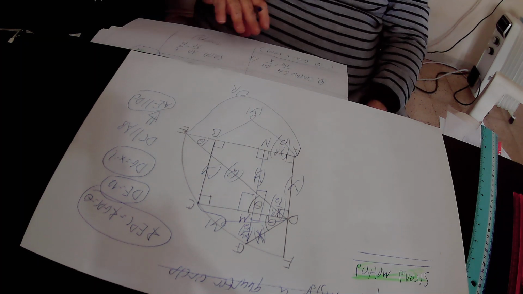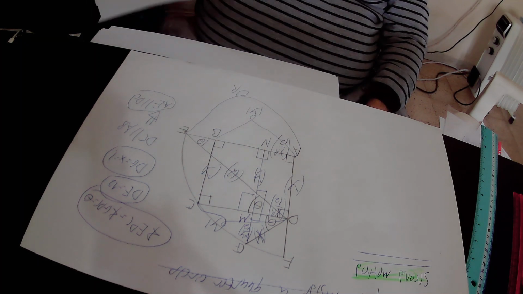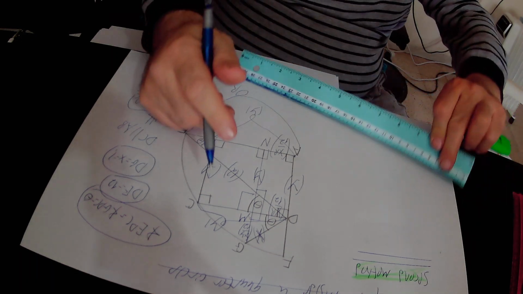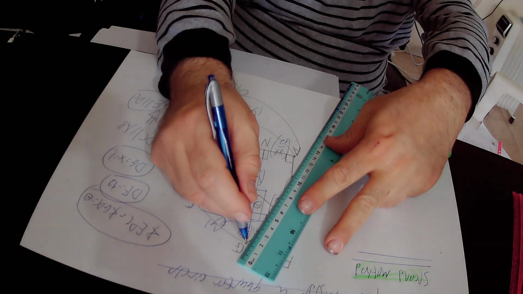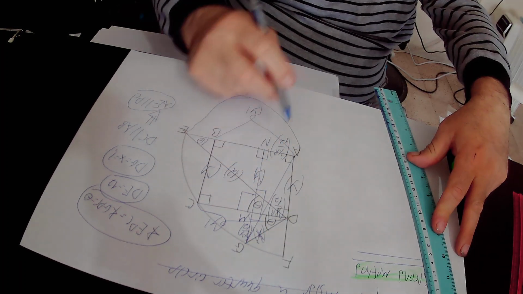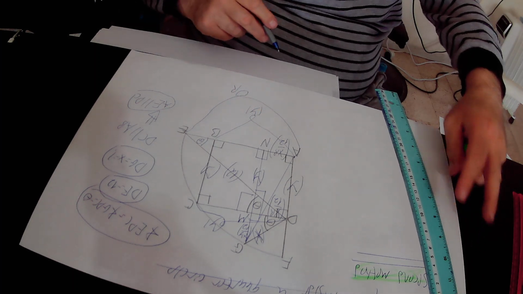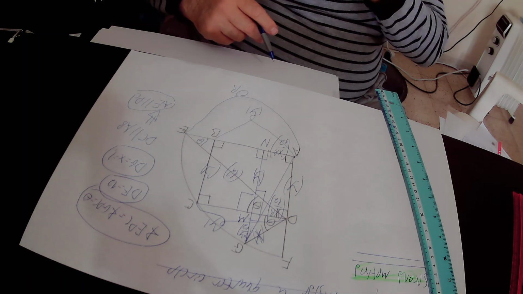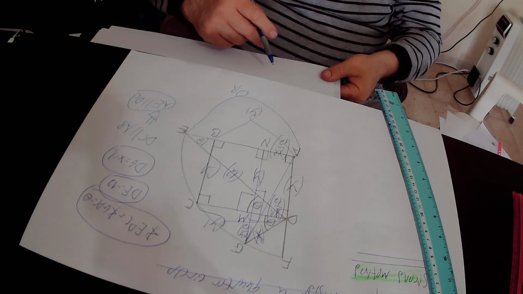In the next step, we will join points A and G together by a straight line. By joining points A and G, we created the right triangle AGN. So I copy this right triangle AGN, and we apply the Pythagoras theorem on this right triangle.